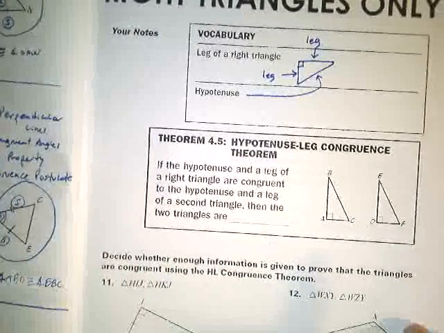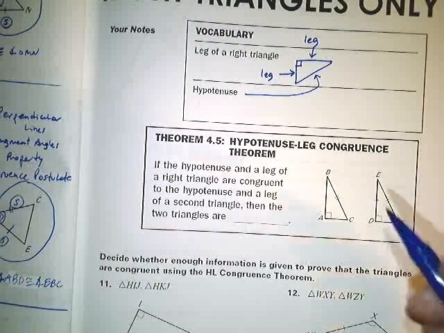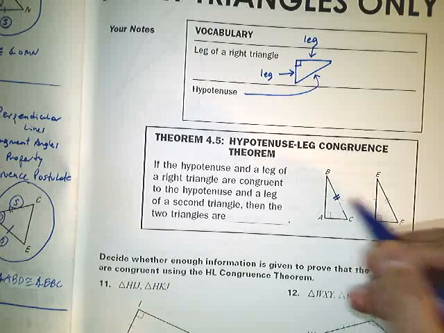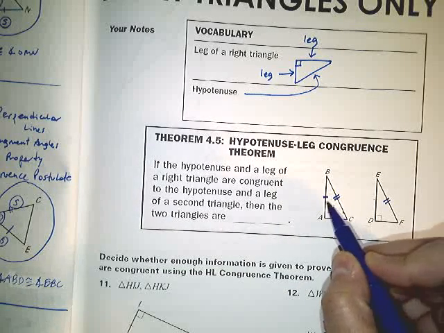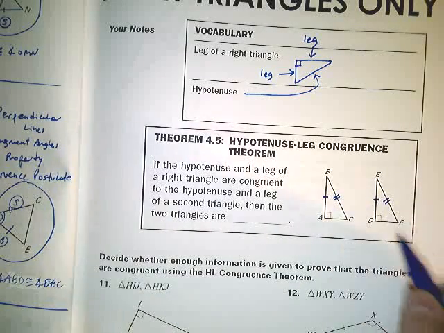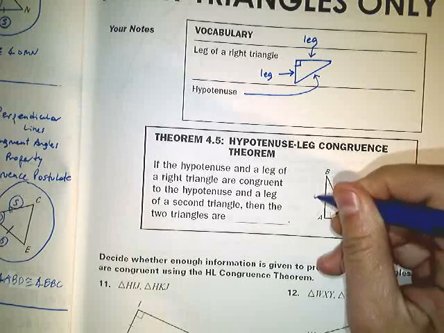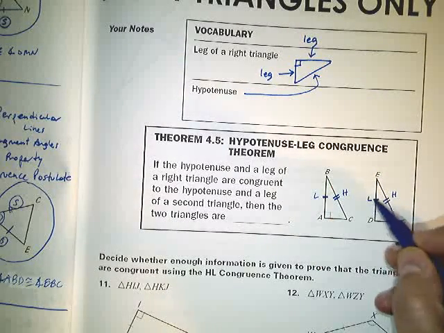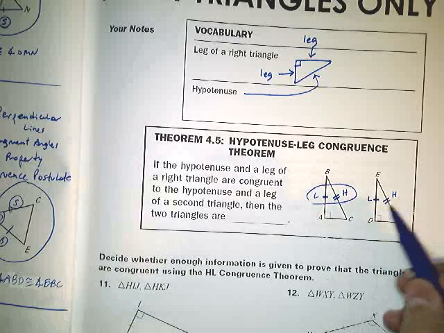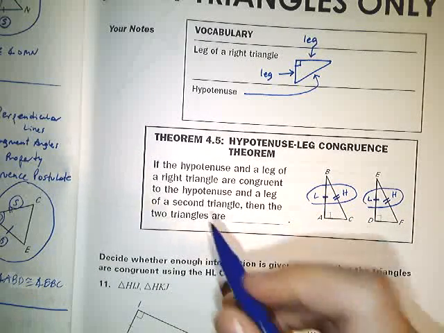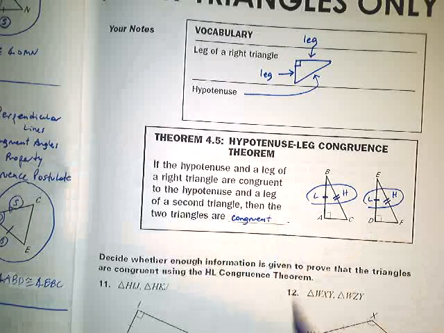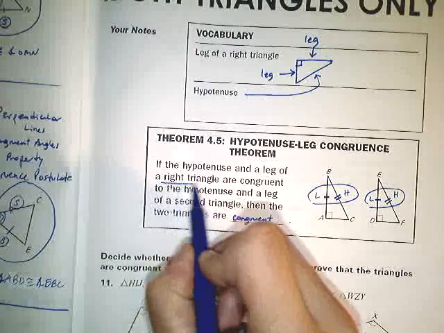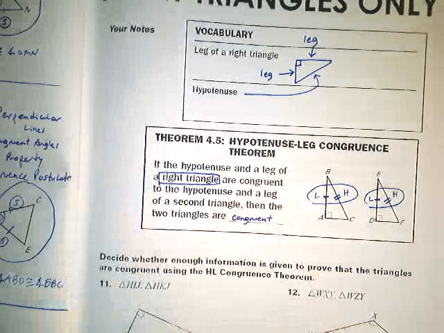So the hypotenuse leg congruence theorem says that if you can establish that the hypotenuse of one right triangle is congruent with the hypotenuse of another right triangle, and one of the legs is congruent to the corresponding leg on the other, so this is your hypotenuse and that's your leg, hypotenuse and leg, then you can state that the two triangles are indeed congruent. Now remember, it has to be a right triangle for this to work, so keep that in mind.